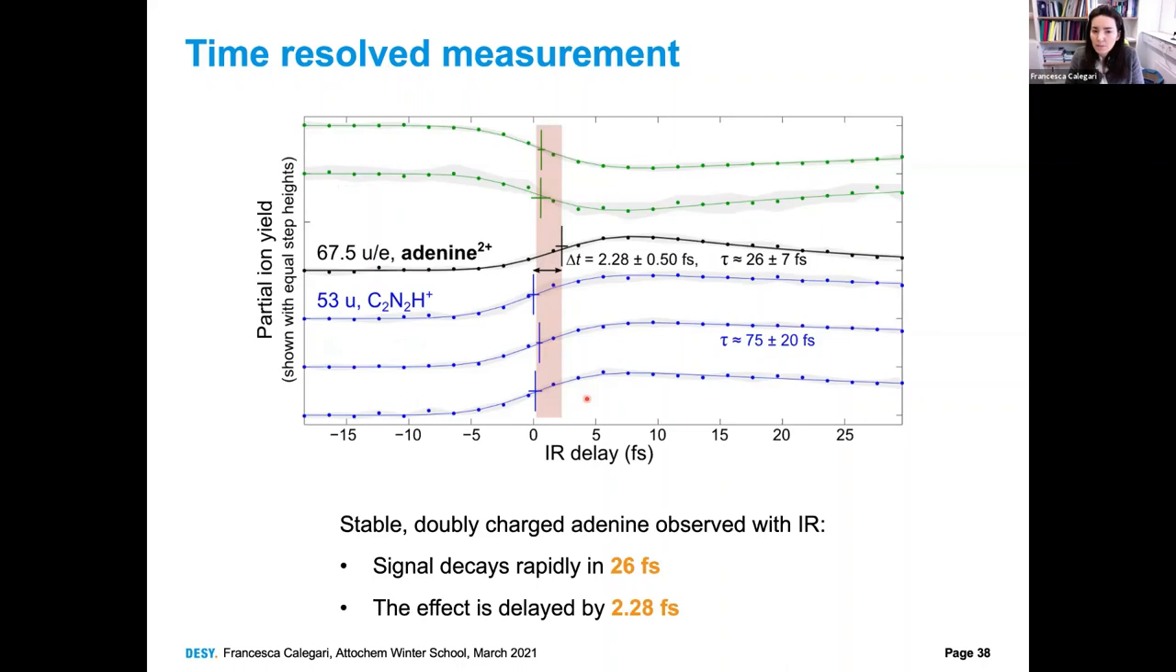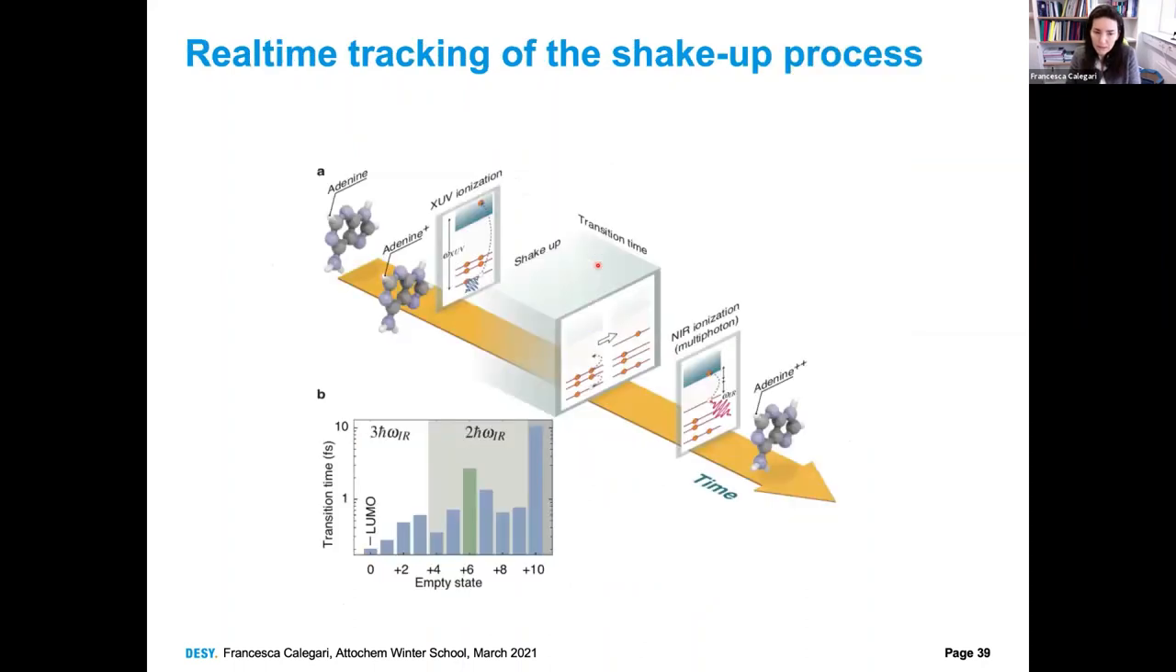The most interesting observation here is the delayed adenine dication signal. It's delayed by about 2.28 femtoseconds. This is actually very interesting. By sending the IR pulse, we can indeed observe the intact molecule, adenine 2+, which otherwise we cannot observe with the XUV only, but only if we send the IR pulse with a short delay with respect to the XUV pulse.